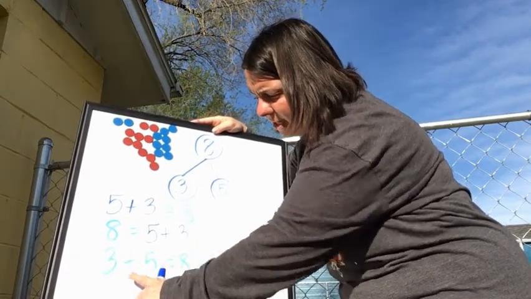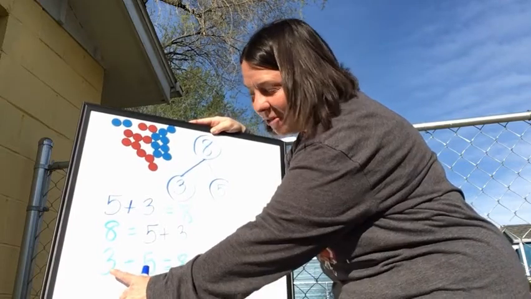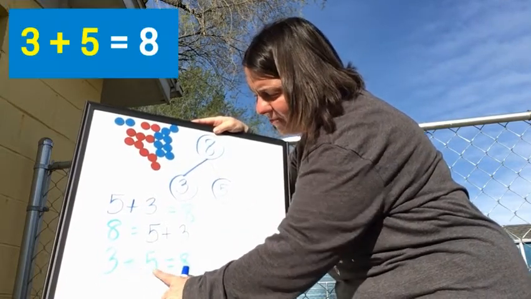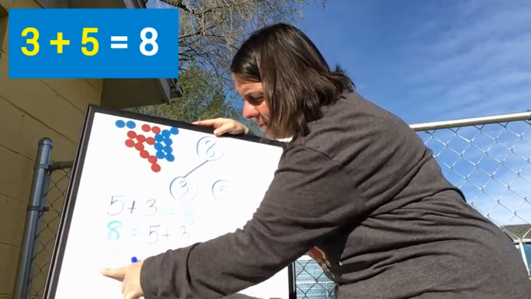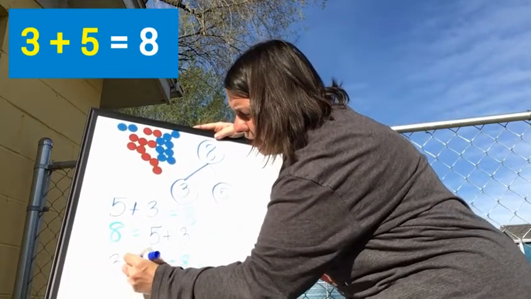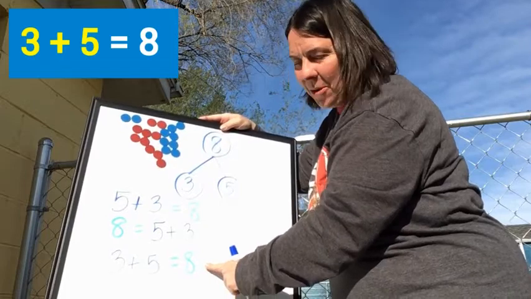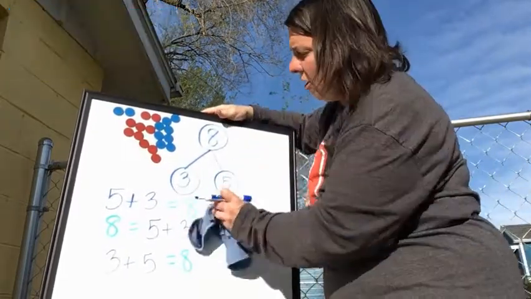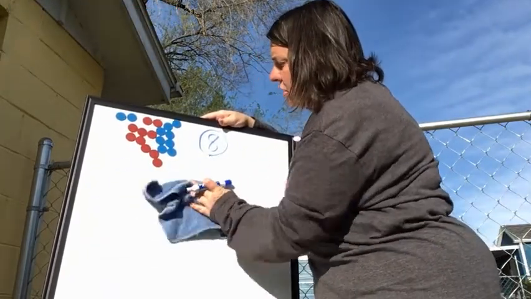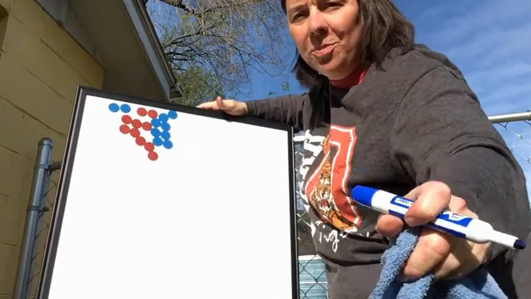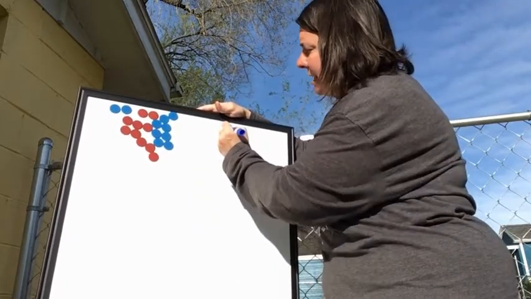Where are my parts here? Oh, I turned them around. 3 plus 5. 3 plus 5 equals 8. Okay? Now, in your own home, could you try another one? Could you break apart the number 6?